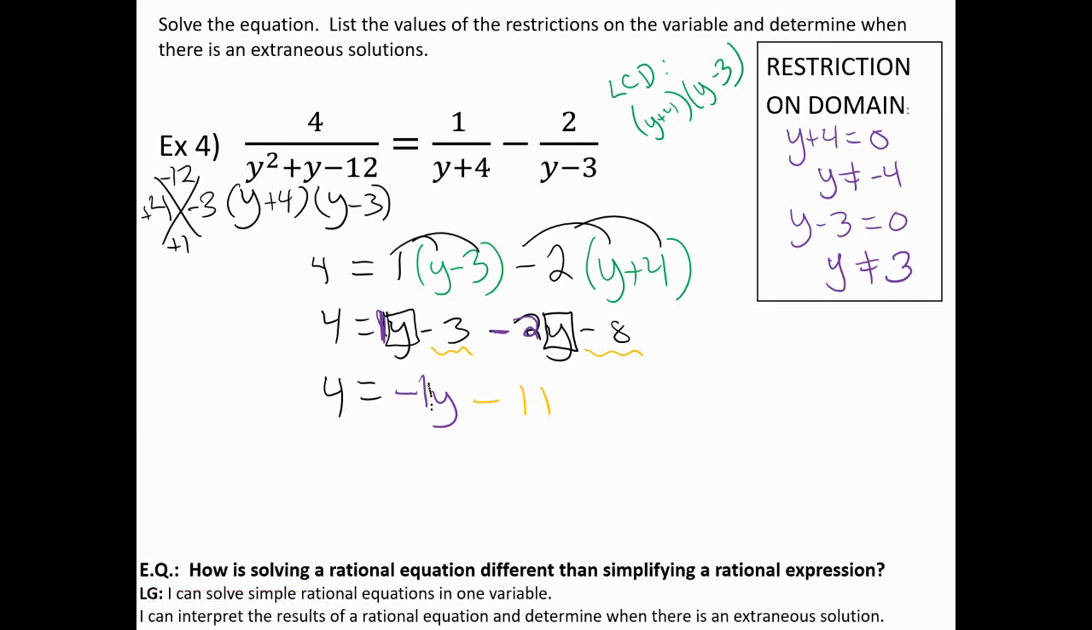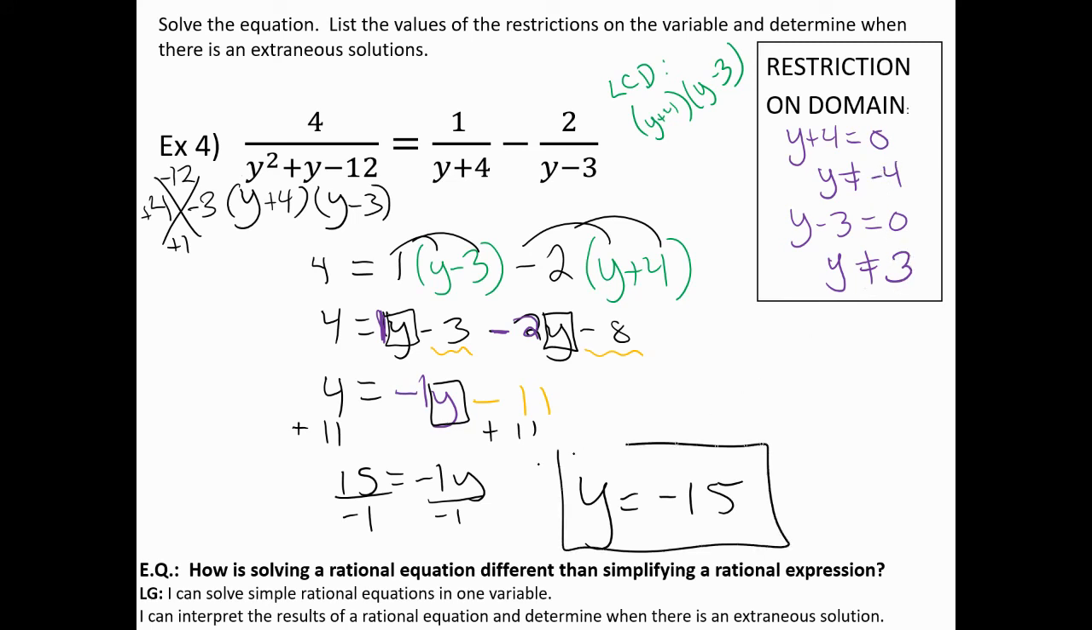And then we're going to just solve for our y. We're going to add 11. So 15 equals negative 1y. Divide by negative 1. So our y equals negative 15. Does that equal negative 4 or 3? Nope. That is our answer then.